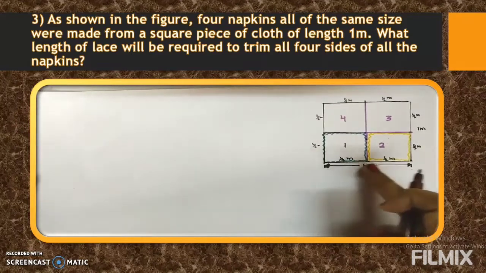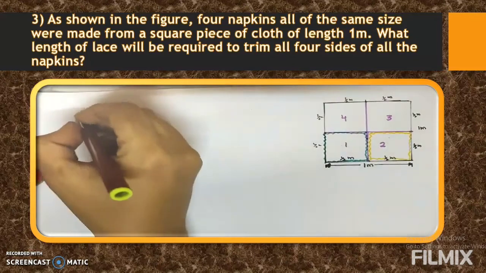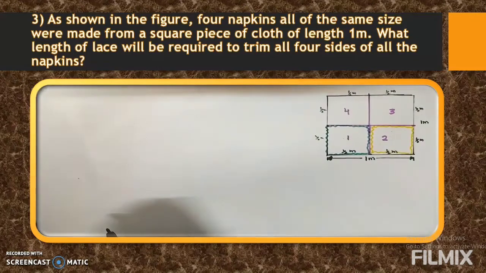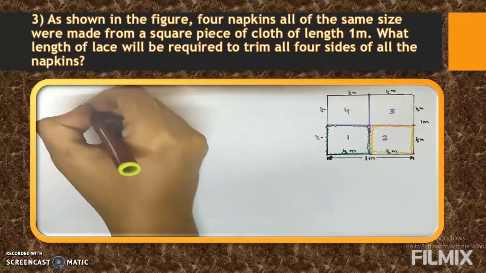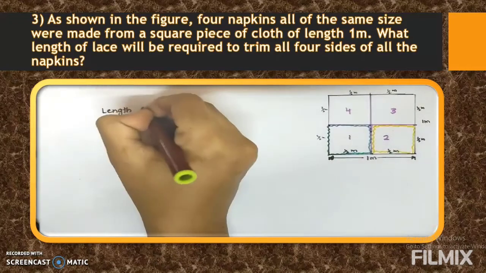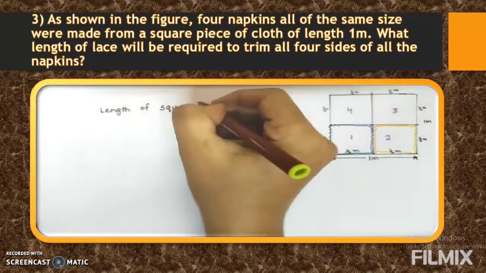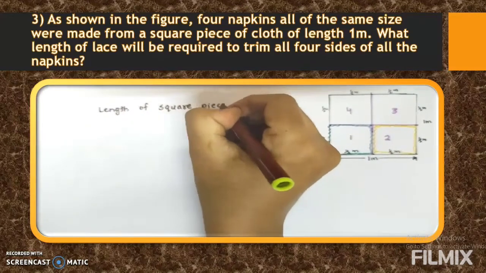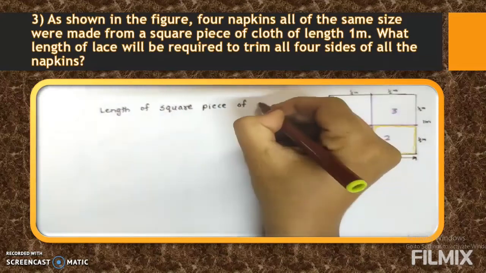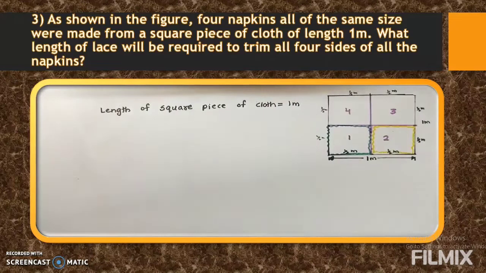First we will write the length of the side of the full piece of cloth, whatever they had given. So we will write: length of the square piece of cloth is given as how much? It is given as 1 meter.